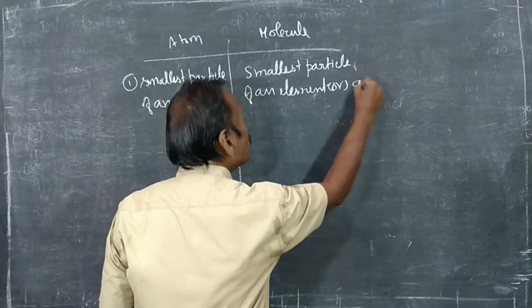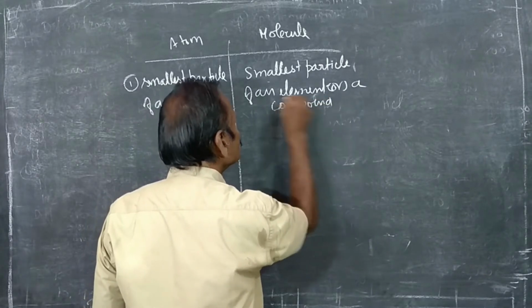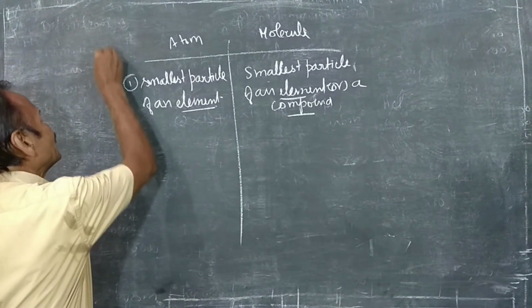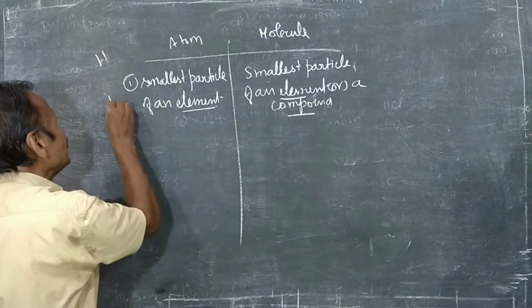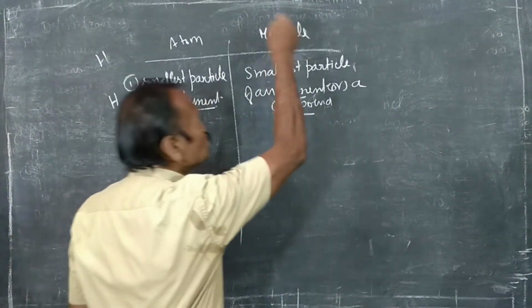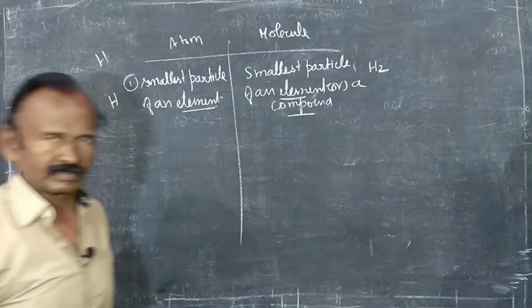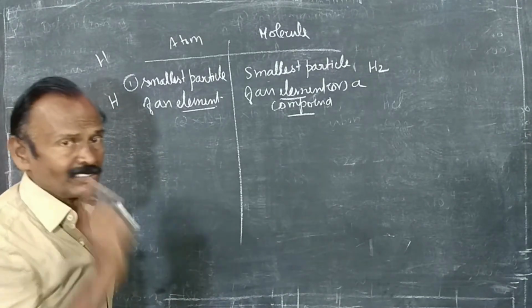or a compound. So this is the only difference. Take for example hydrogen. The smallest particle of hydrogen is H. The smallest particle of molecule is H2. H2 is one molecule of hydrogen. H is one atom of hydrogen.